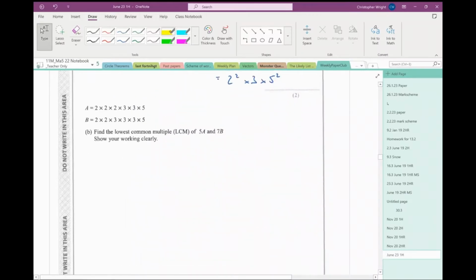Now, A is equal to 2 times 2 times 2 times 3 times 3 times 5, and B is equal to 2 times 2 times 3 times 3 times 3 times 5. Find the lowest common multiple of 5A and 7B.